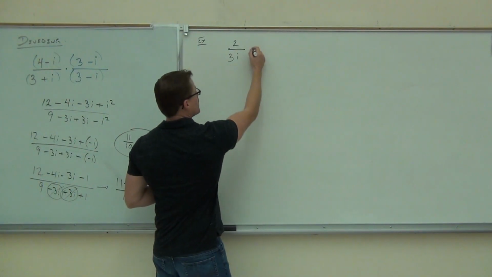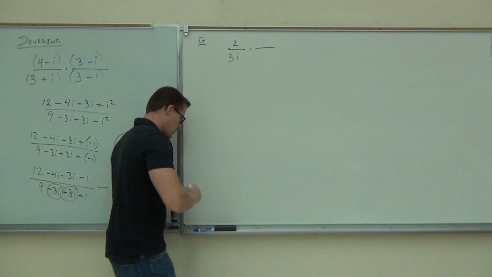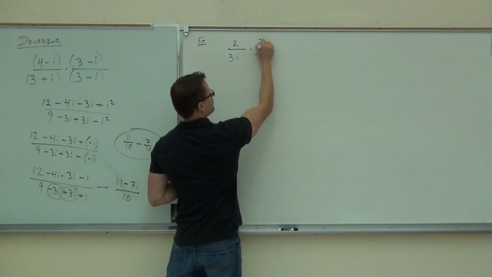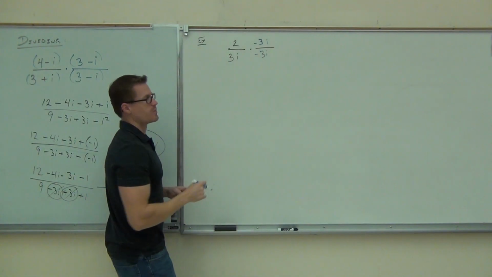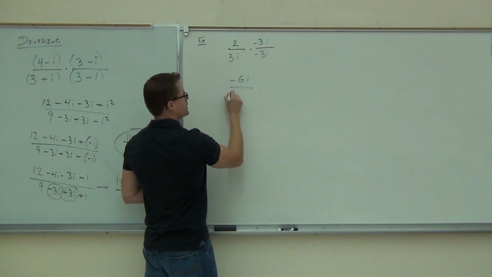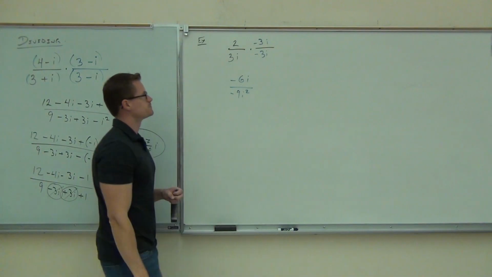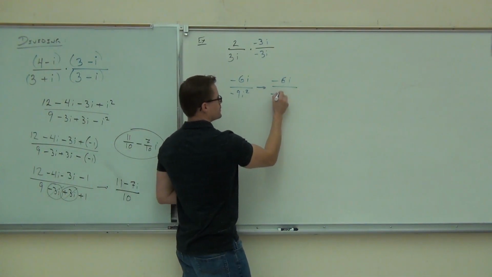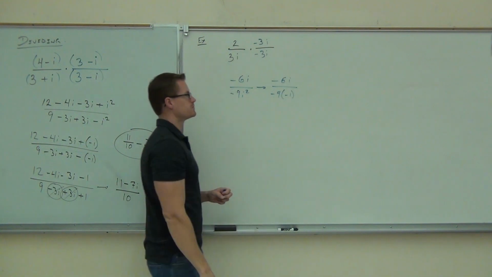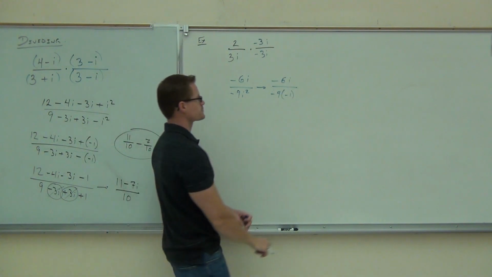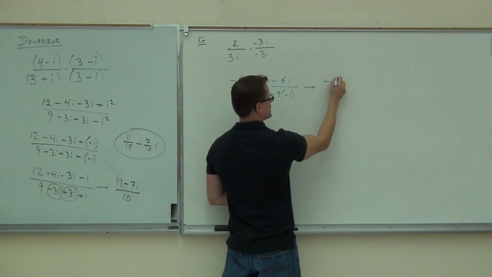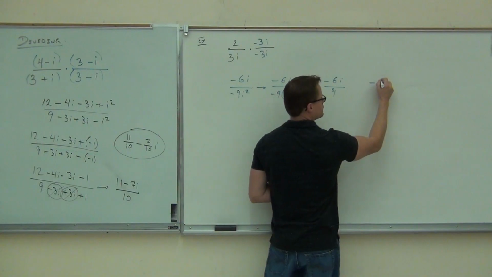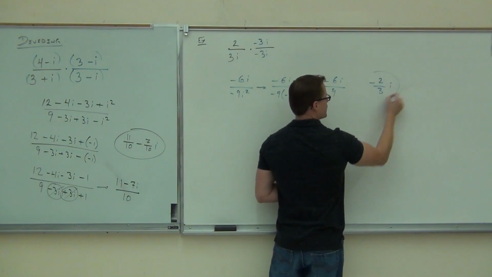The last problem, of course we still need to multiply by a conjugate, but in our case the conjugate is simply negative 3i, and we do that on both the top and the bottom. We get negative 6i over negative 9i squared. We get negative 6i over negative 9 times negative 1. That's going to give us negative 6i over positive 9, and if we simplify that, we get negative 2/3 i.